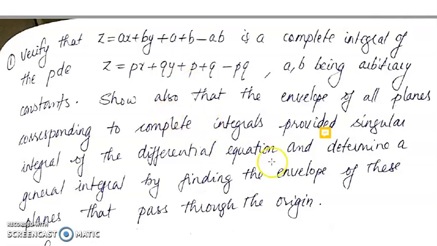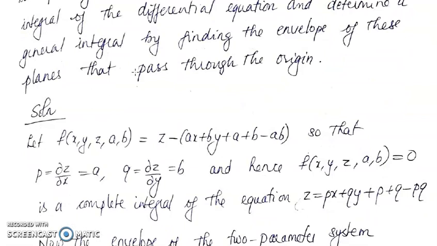Okay. So by the complete integral, you need to verify that z equal to ax plus by plus a plus b minus ab is a complete integral of the PDE. Okay. So here you are given a function of the form f of x y z a b equal to 0. So to check whether it is a complete integral, just verify that z satisfies this equation. So check whether z satisfies this PDE or not. Okay. So we will see the solution.